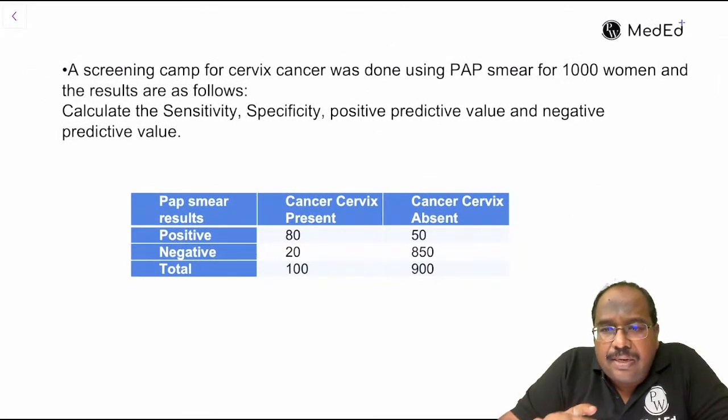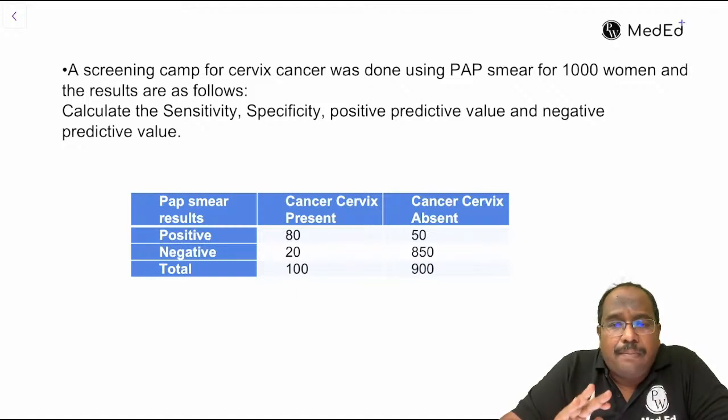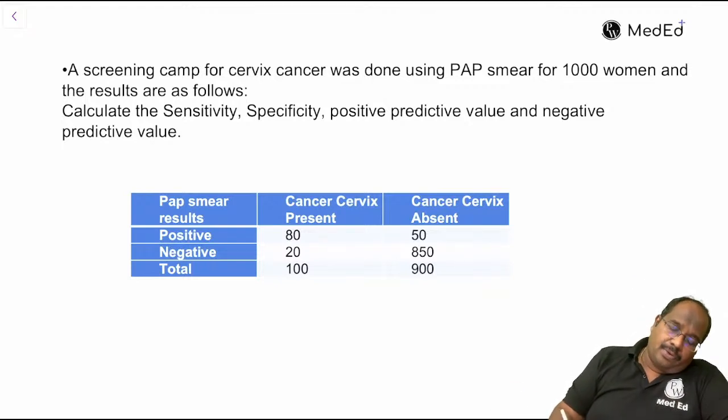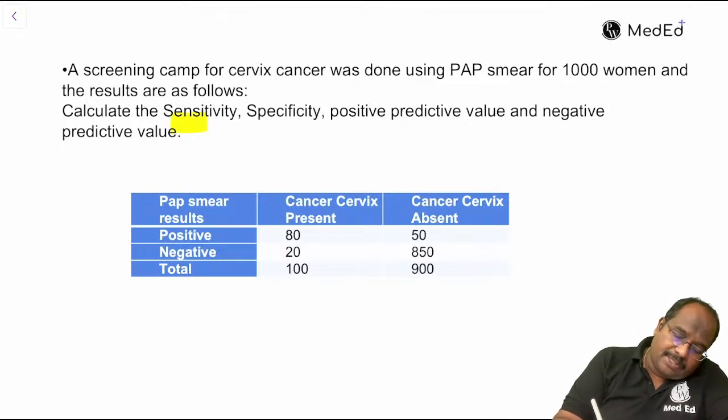So we have seen four things. Mean, median, mode, that is measures of central tendency. Measures of dispersion we have seen. Chi-square test and Z-test we have seen. Next, let us go into calculating sensitivity and specificity, guys, and positive and negative predictive value.